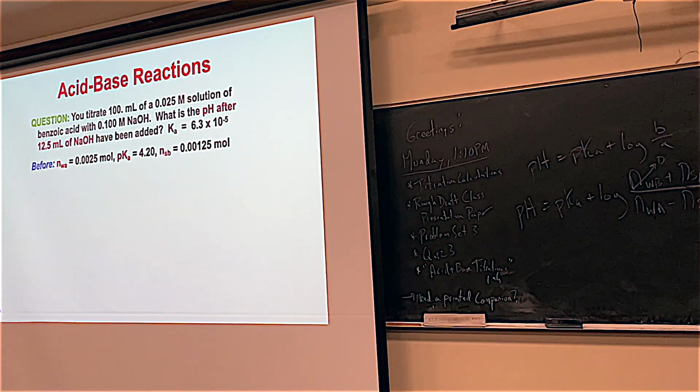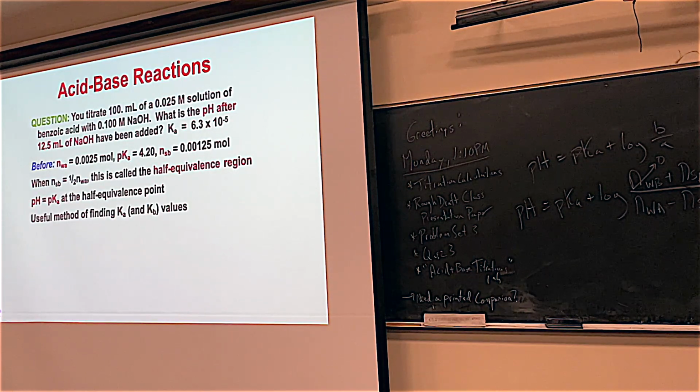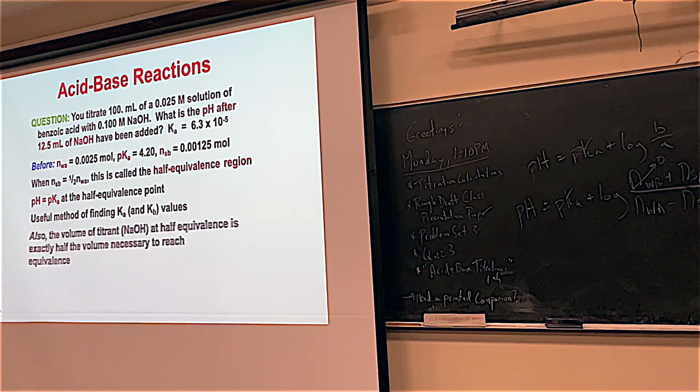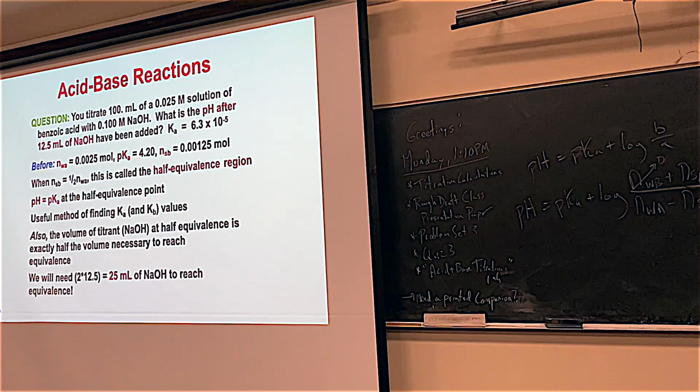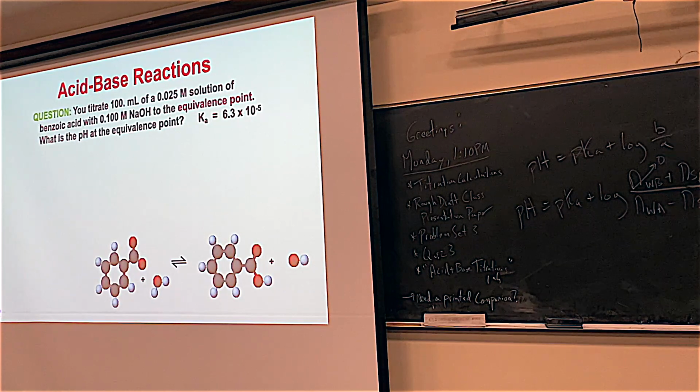Let's see. pH after that, yeah. This half equivalence region just means that pH and pK are the same. You can find the volume required. It's going to be twice the half equivalence volume. So if it took 12.5 milliliters to get there, it'll take 25 milliliters to get there. That's pretty chill. We will start with equivalence point on Monday.